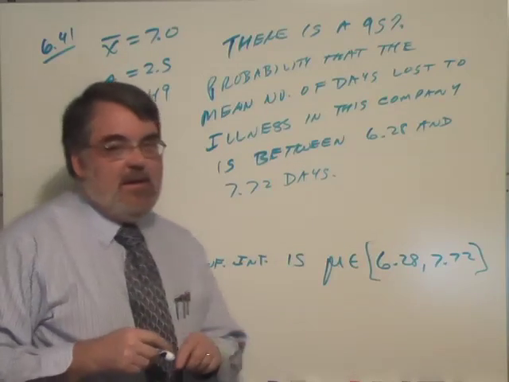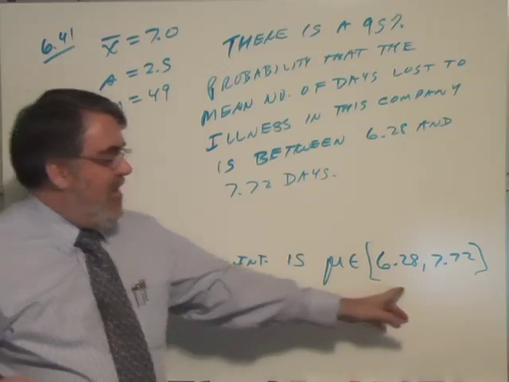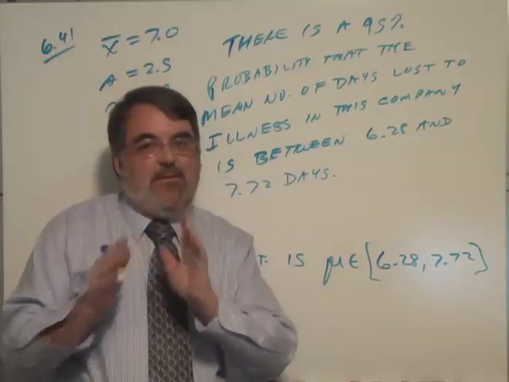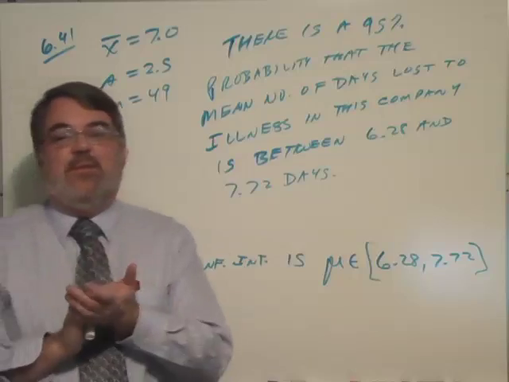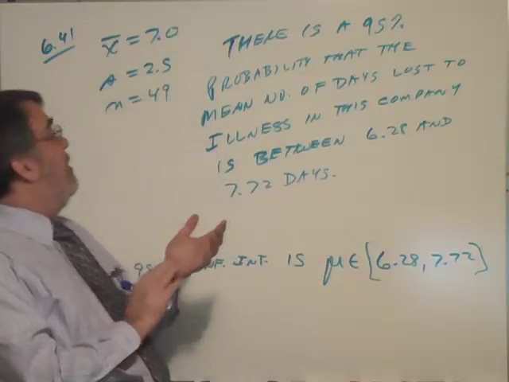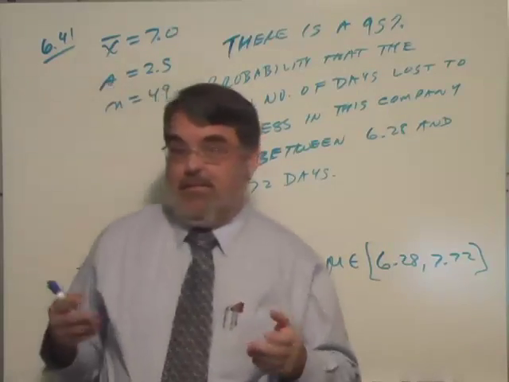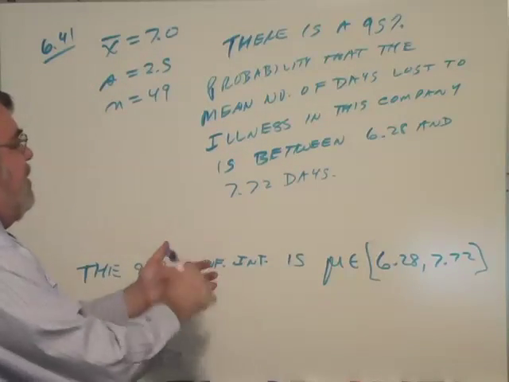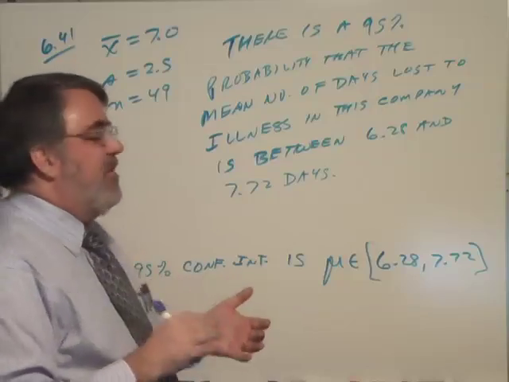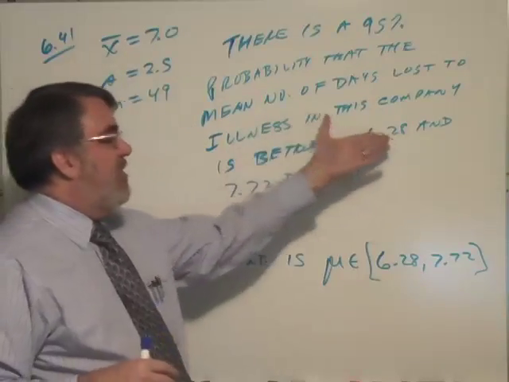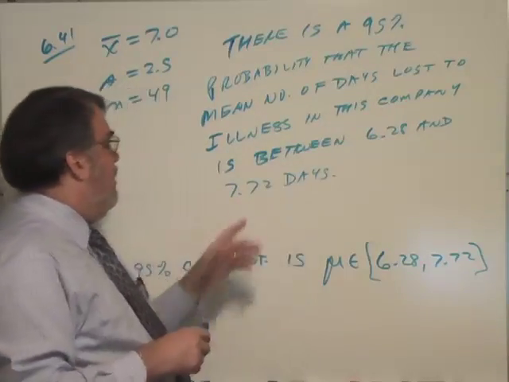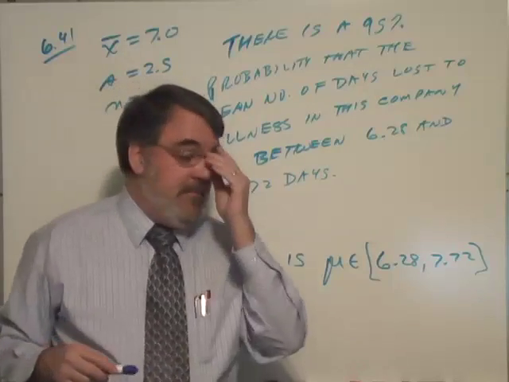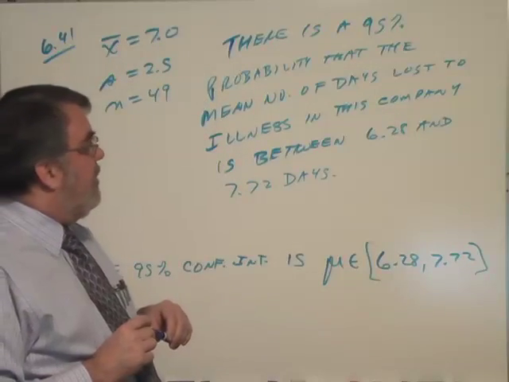So you might think that compared to the last problem I did, this confidence interval is a lot more tightly focused. Well, that was due to not only the larger sample size, but also the smaller standard deviation. So, 95% probability that the mean number of days lost to illness in this company is between 6.28 and 7.72 days. There that is, which means what?